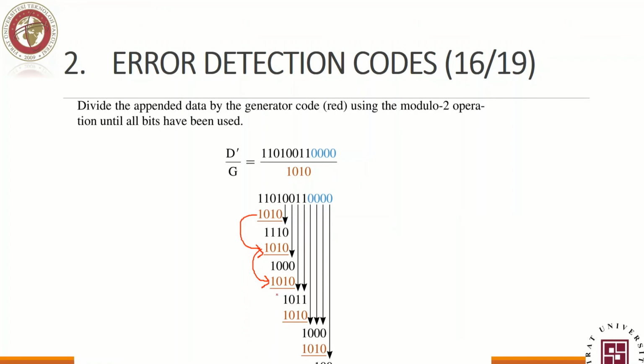1 XOR 1 is 0. 0 XOR 0 is 0. They are similar. They are the same. When the bits are the same, zeros, ignore them. Then 0 XOR 1 is 1, 0 XOR 0 is 0.